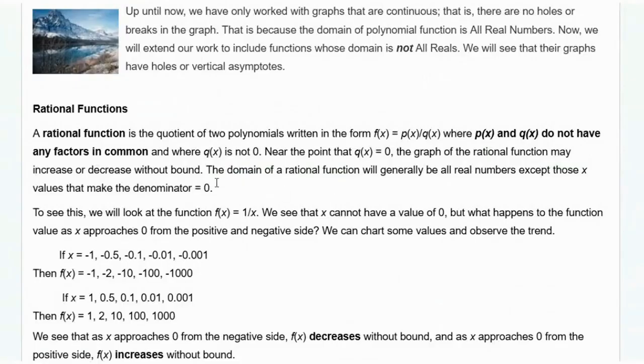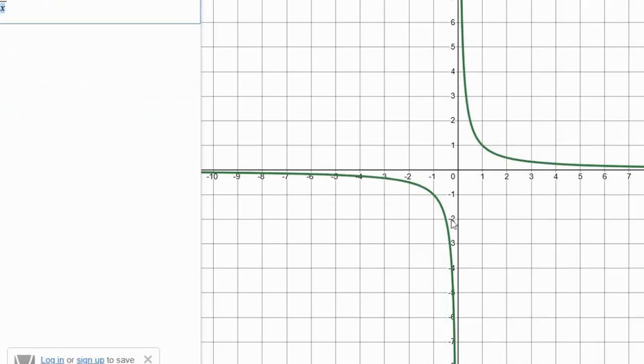The domain of the rational function will occur at all real numbers except those values at x equals 0, right? That makes the denominator 0. So this goes all the way negative to infinity. The domain includes all x's, all real numbers, except for x equals 0.